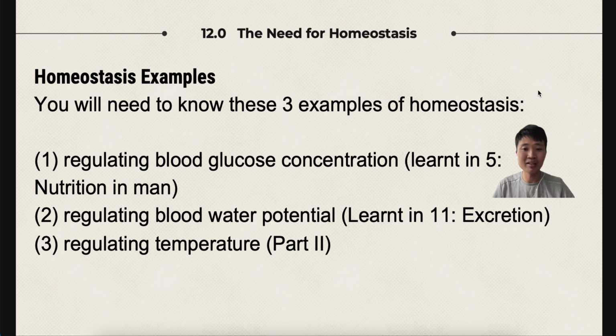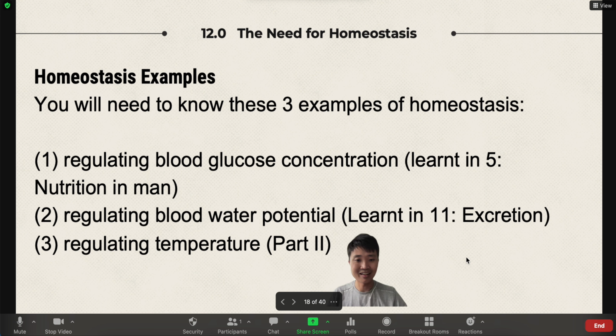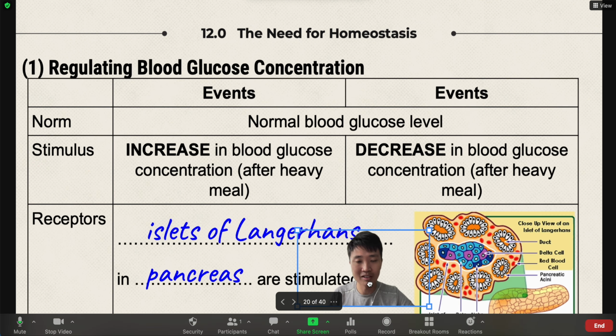And number three, regulating temperature. This one we do next week. The crux of the chapter on homeostasis, we do it next week. But these two above, we need to know. Alrighty, so let's go for the first one, regulating blood glucose concentration.